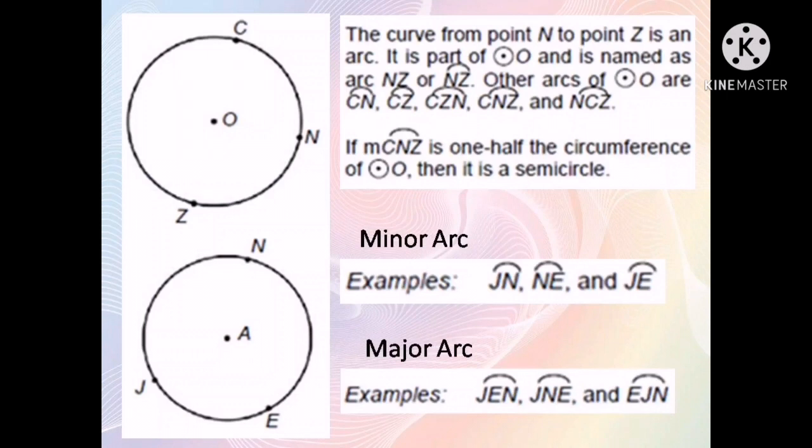In the second figure, we can see the examples of minor arcs and major arcs. For the minor arc, we have arc JN, arc NE, and arc JE. For the major arc, we have arc JEN, arc JNE, and arc EJN.